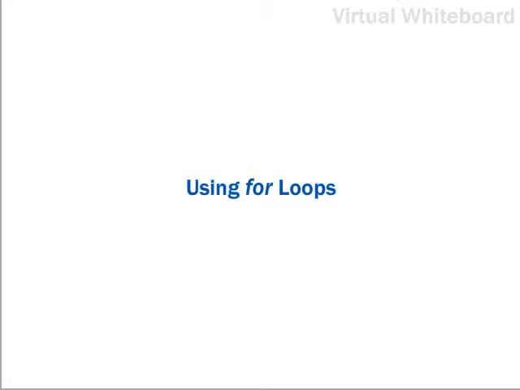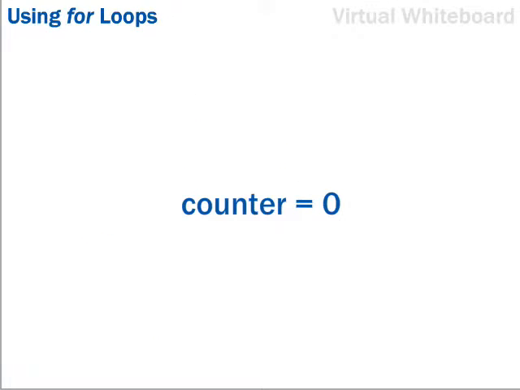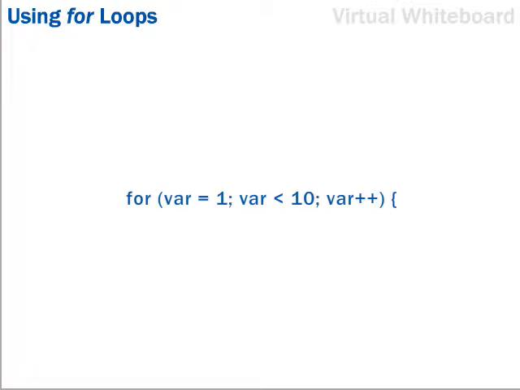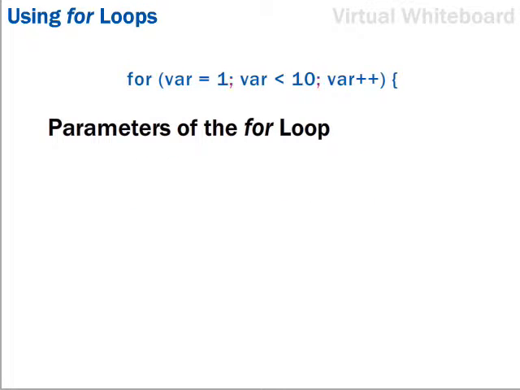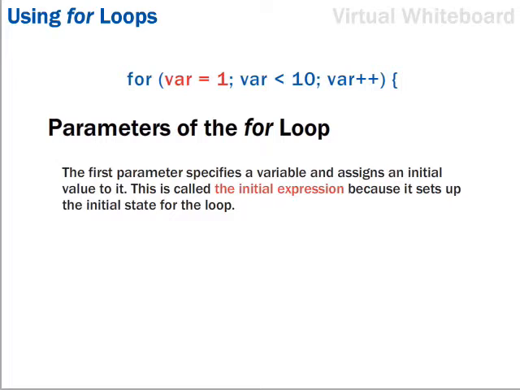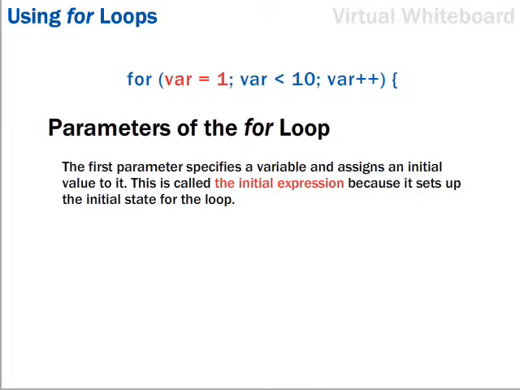The for keyword is the first tool to consider for creating loops. A for loop typically uses a variable called a counter or an index to keep track of how many times the loop is executed, and it stops when the counter reaches a certain number. A basic for statement looks like this. There are 3 parameters to the for loop separated by semicolons. The first parameter specifies a variable and assigns an initial value to it. This is called the initial expression because it sets up the initial state for the loop.